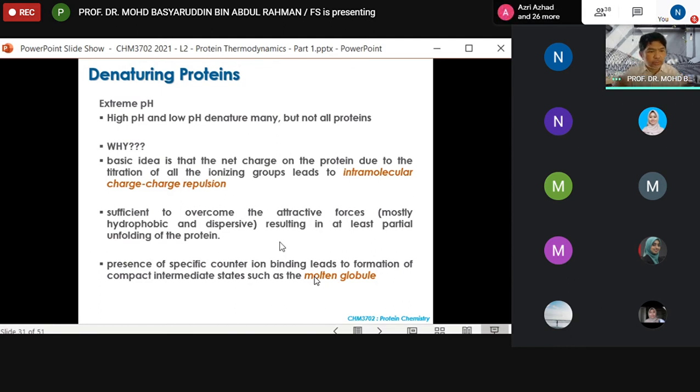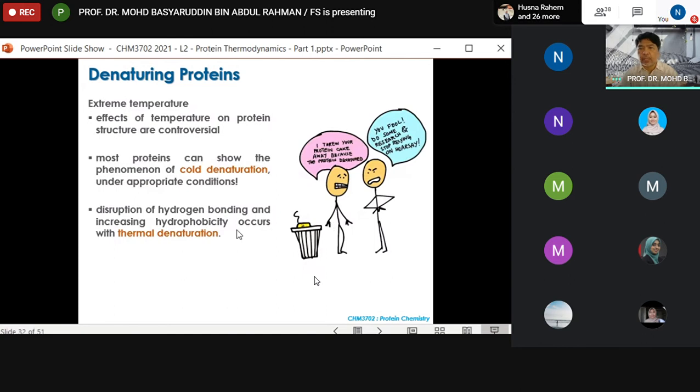Yeah, so what is actually a molten globule? This is what we're going to discuss in our lecture today. Before that, we still have a look at denaturing proteins. If it is from extreme temperature, we can have two: cold denaturation or thermal denaturation. It is actually a slightly different mechanism.